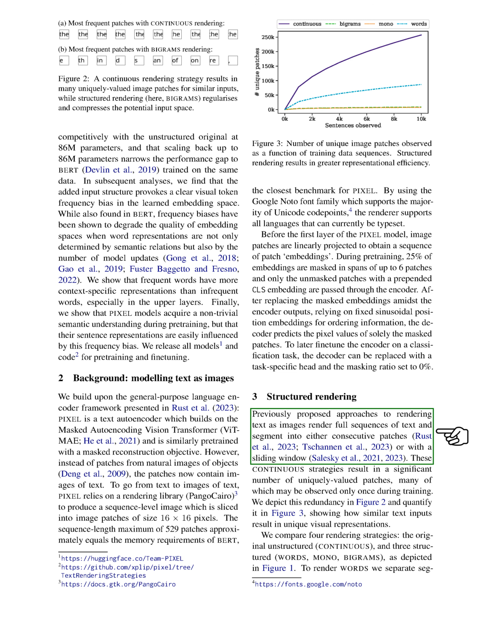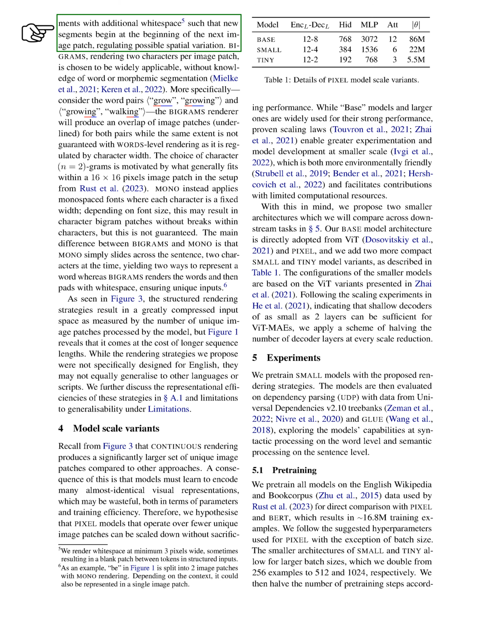Previously proposed approaches to rendering text as images render full sequences of text and segment into either consecutive patches or with a sliding window. These continuous strategies result in a significant number of uniquely valued patches, many of which may be observed only once during training. We compare 4 rendering strategies: the original unstructured, continuous, and 3 structured, words, mono, bigrams. To render words, we separate segments with additional whitespace so that new segments begin at the start of the next image patch.